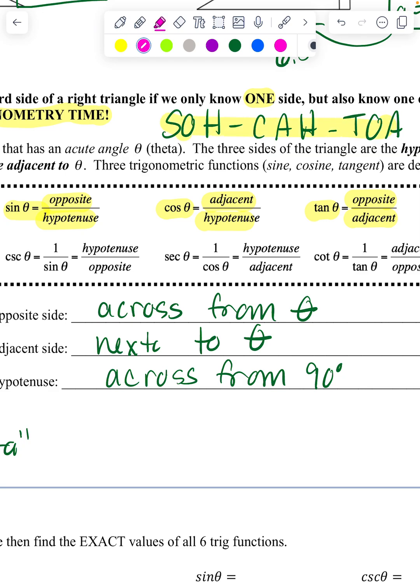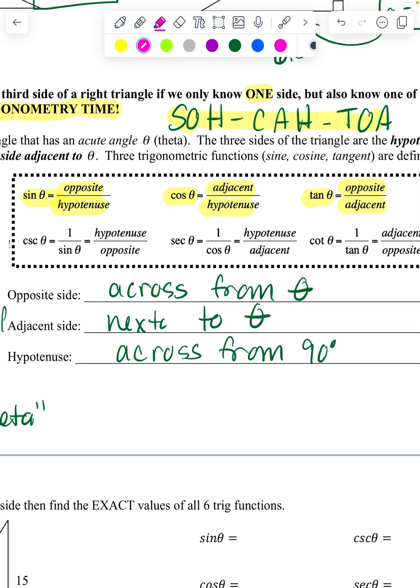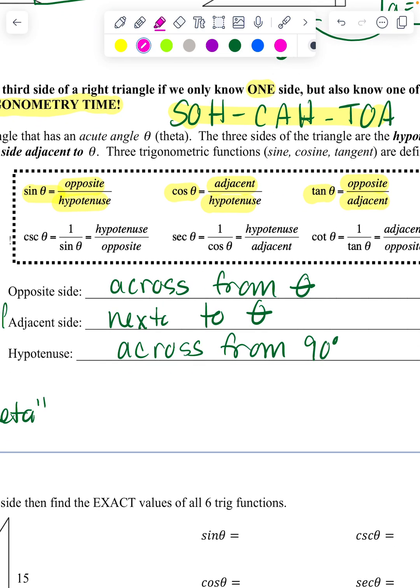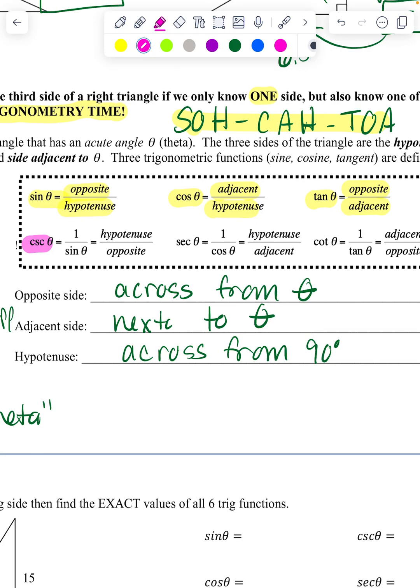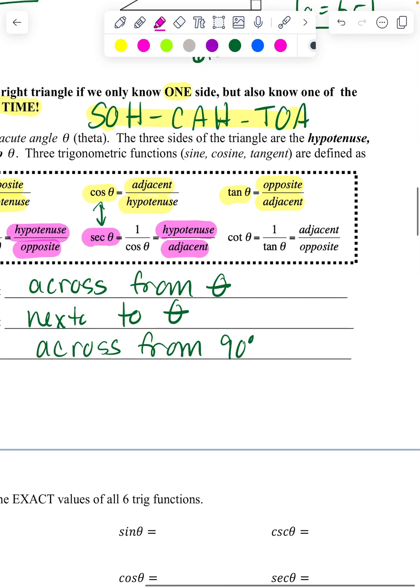What's new this year is we're flipping them over. We're doing their reciprocal functions. This is called cosecant. It flips over the sine. So instead of being opposite over hypotenuse, it's hypotenuse over opposite. Secant goes with cosine. Those two are reciprocal functions. So instead of adjacent over hypotenuse, you put hypotenuse over adjacent. You just flip the fraction over.